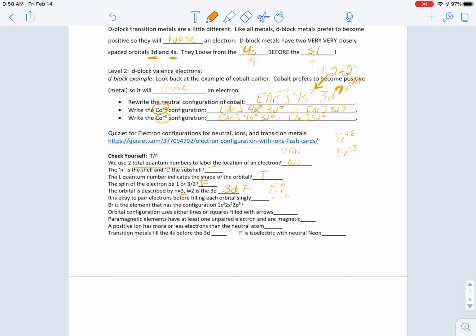Is it okay to pair electrons before filling each orbital singly? That would be false. That is not okay. Br is the element that has this configuration. Okay, it might seem like it has that configuration, but it's a whole energy level below there. So this is not the configuration of Br. This is the configuration of chlorine. So that one's false. That's a good tricky one though. Orbital configurations use lines or squares filled with arrows. Yes, that's true.